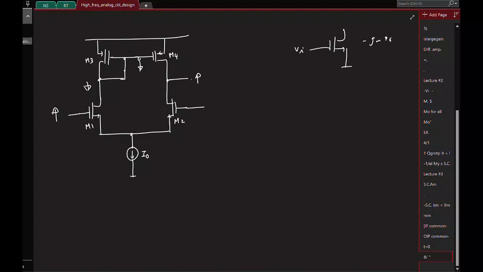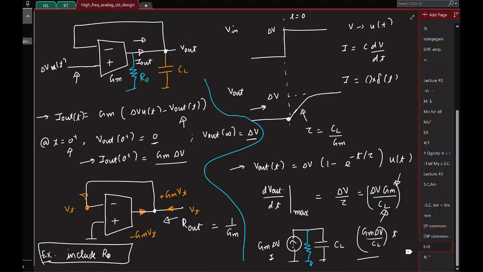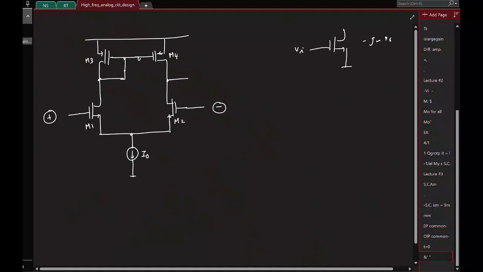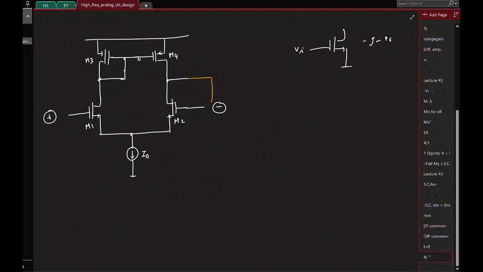M1 is plus, because I'm increasing the M1 gate voltage, and the output is also increasing. So this is basically the plus, minus. And the configuration we had was that the negative side is connected to the output, right here. So basically you will have a feedback like this. And at the output you have obviously a capacitor CL.